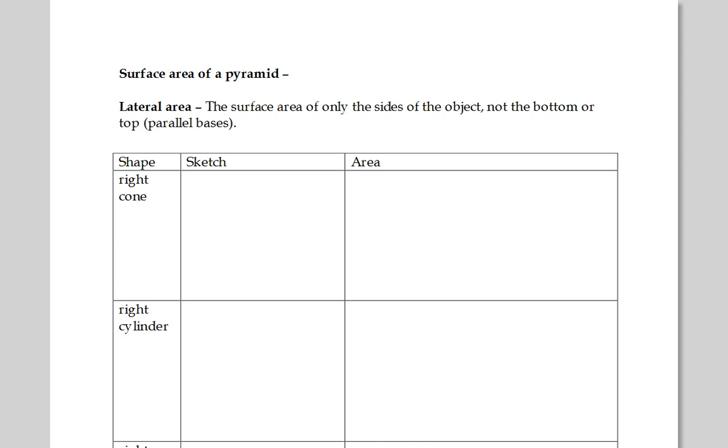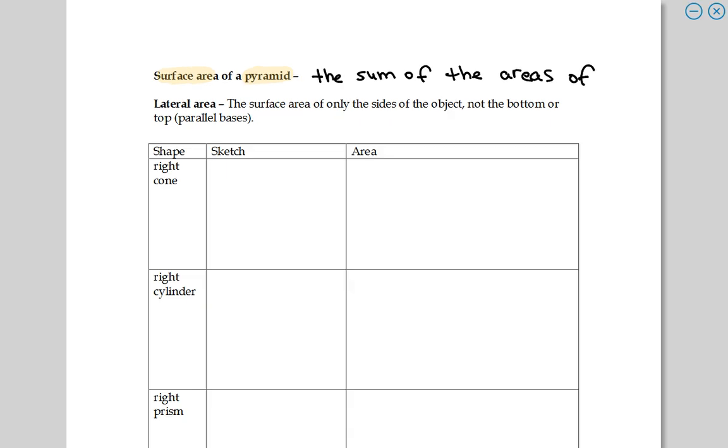All right, so surface area for a pyramid. Surface area for a pyramid is going to be the sum of the areas of each face. Remember, it's two-dimensional. It has square units.